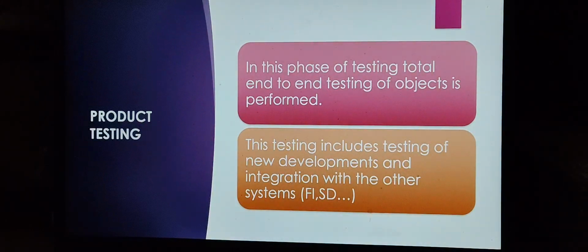Next is product testing. Product testing can also be called end-to-end testing for the objects that are developed, and this testing includes testing of new developments which are made, and also business processes integrated with different modules. So the end-to-end flow, flowing from one module to another module, will be tested. For example, take a scenario where a business user posts a PR, PO, and then GR, then inbound and outbound delivery, and then the final invoice.